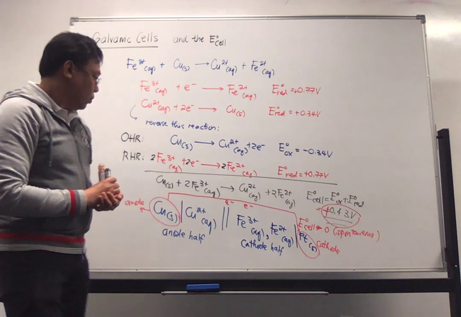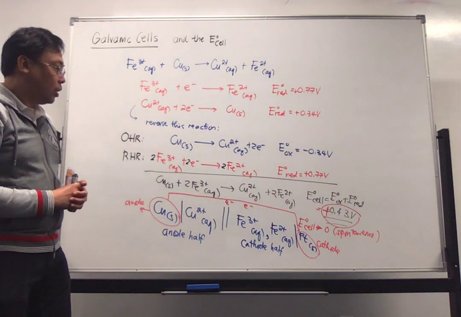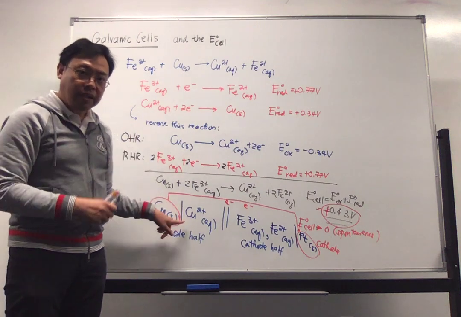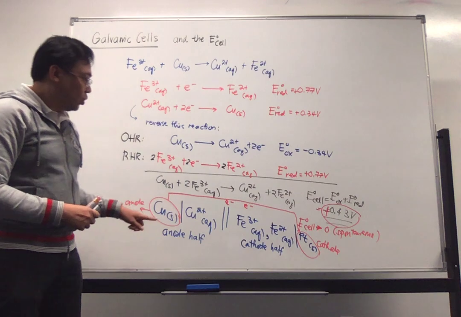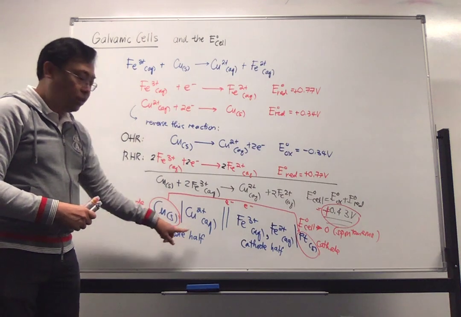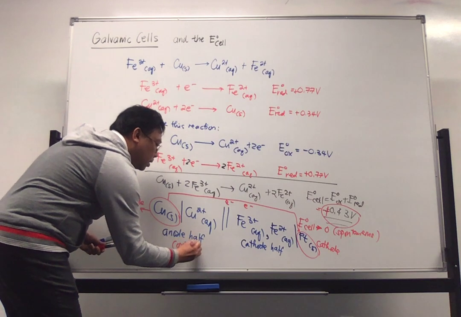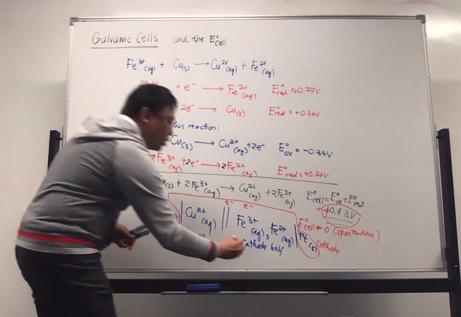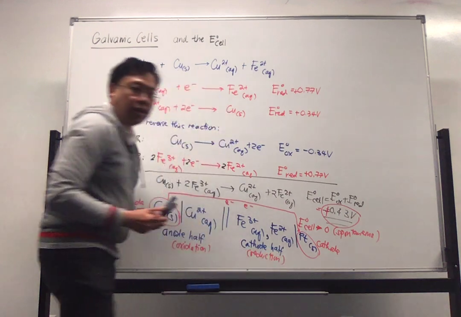Okay, so you see here the cell notation or the cell diagram tells the story, so you can visualize in your head what happens in this particular galvanic cell. So electron transfer from the anode half, where oxidation happens, and of course here, this is where reduction happens.